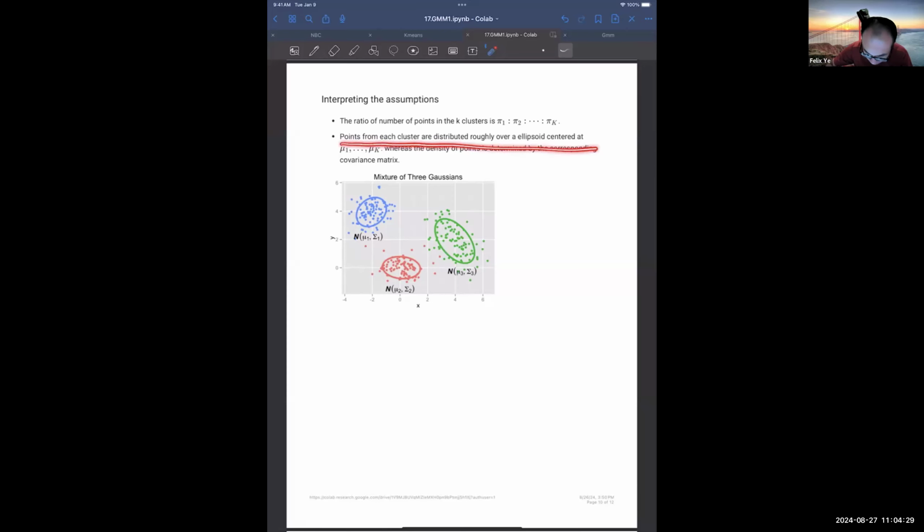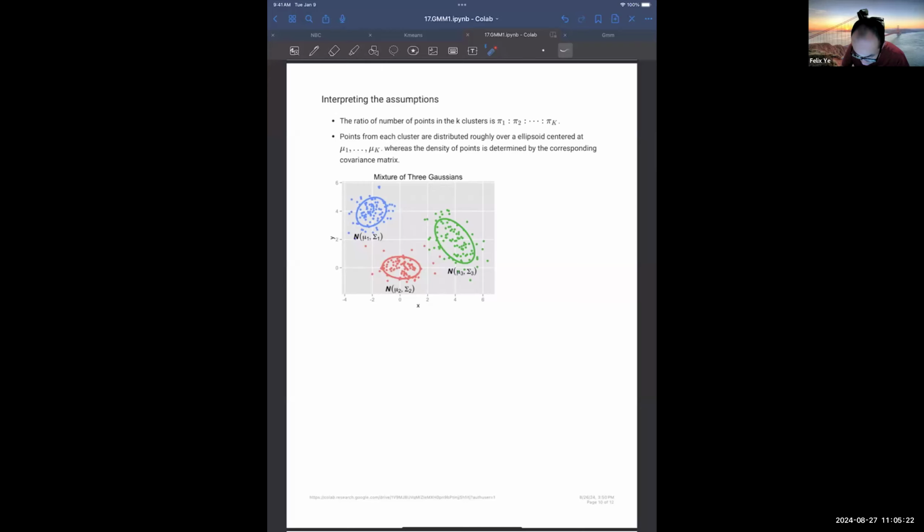And also the points are distributed roughly over an ellipsoid around mu 1, mu 2, and mu 3. So this is the center of the ellipsoid, and the density of the points is determined by the corresponding covariance matrix. If we know all these memberships, we can just extract those points, which are samples from the corresponding Gaussian distribution. Then we can easily find mu 1 and sigma 1. But of course, in general, we don't know which cluster each data point belongs to. We don't know either of them.